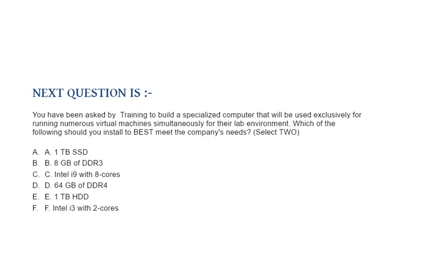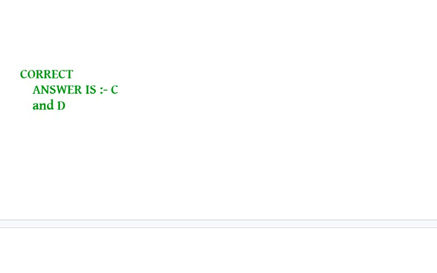Choose two options. Option A, 1 TB SSD. Option B, 8 GB of DDR3. Option C, Intel i9 with 8 cores. Option D, 64 GB of DDR4. Option E, 1 TB HDD. Option F, Intel i3 with 2 cores. Correct answer is option C and option D.